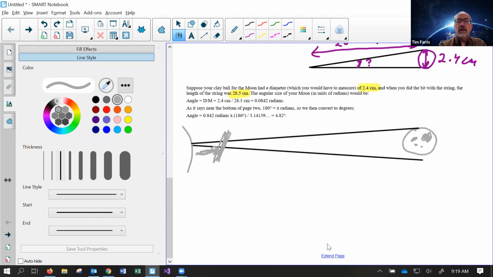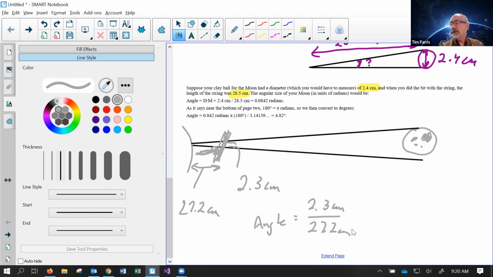And then let's say that you measured it was 2.3 centimeters right there, and from your hand out to your eyeball, let's say this distance was 27.2 centimeters. So then for the real moon's angular size, you do that same process. You'll take the 2.3 centimeters divided by 27.2 centimeters. I haven't actually done that, but that'll give you the angle in radians. I'll calculate that real quick so you can see how we get these numbers.